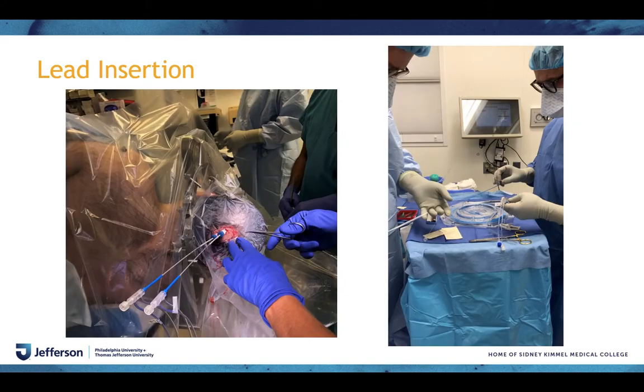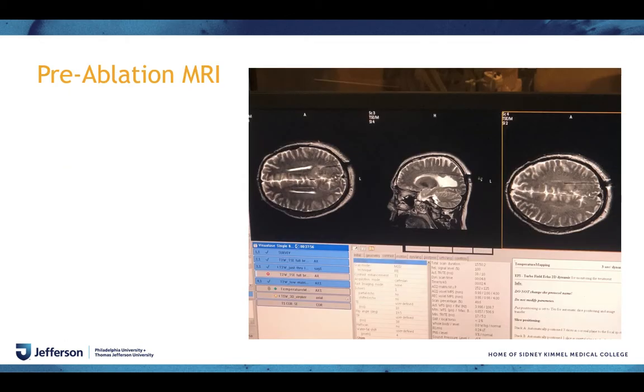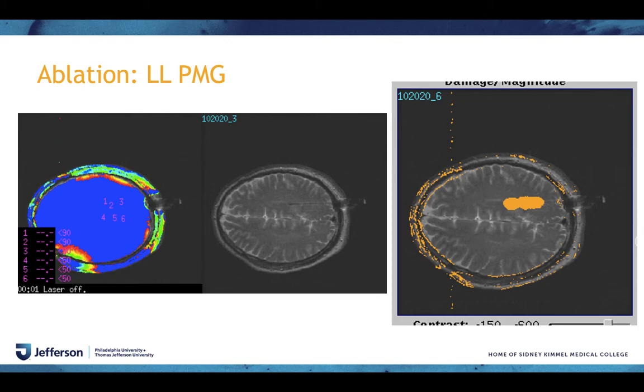After bolt insertion, the leads are then inserted into the bolts and fixed into place. The patient is then transported to MRI, and the MRI imaging here demonstrates the lateral and the medial leads placed into their respective targets. This slide illustrates the heat map as well as the final MRI map of the left lateral polymicrogyria laser ablation.